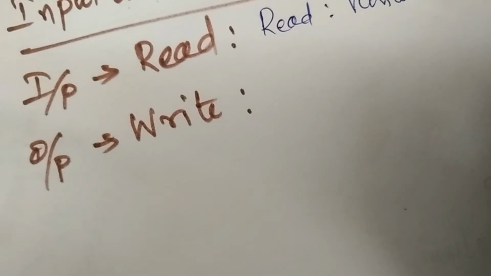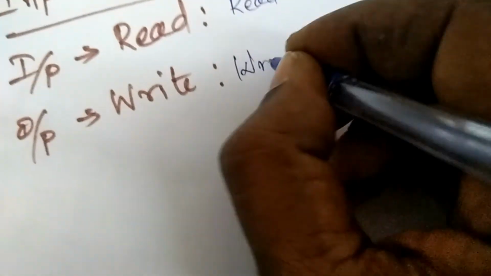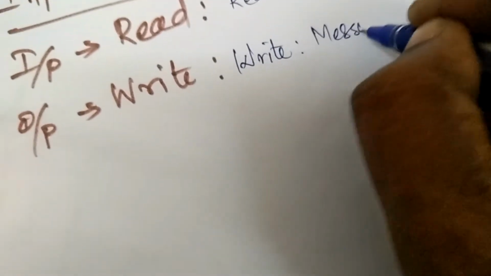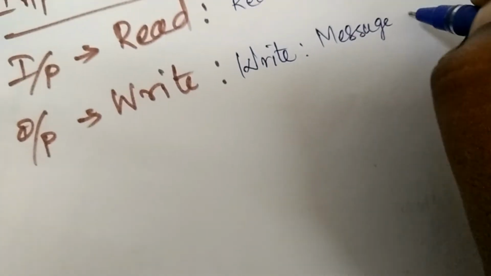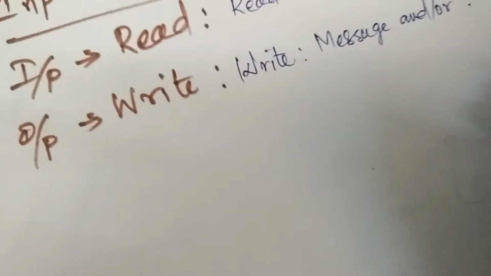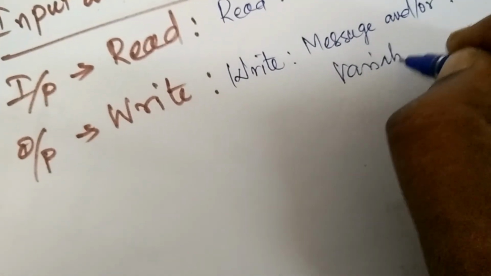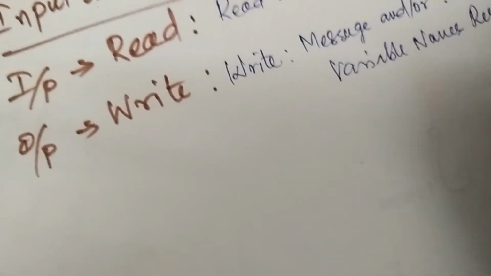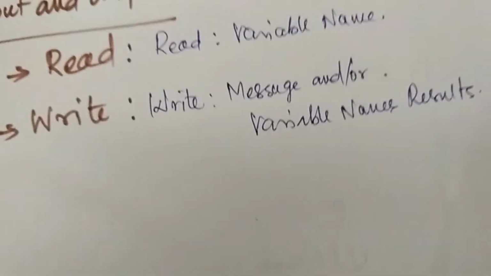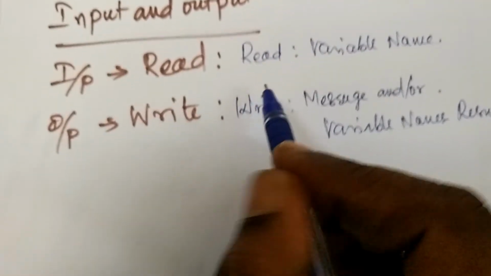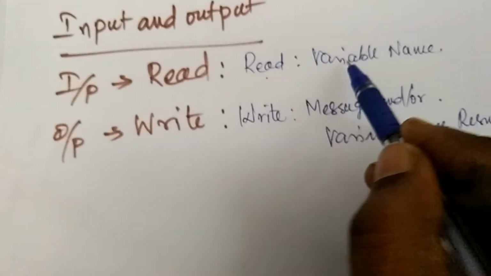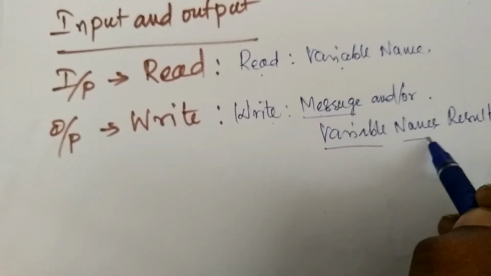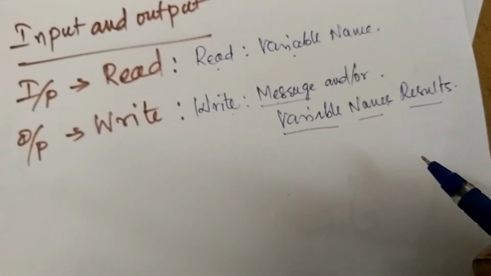Then write, colon, message. You can display the message, and/or you can display the variable names, results. You give a read by the variable name, then write the message or variable names as results. Okay.